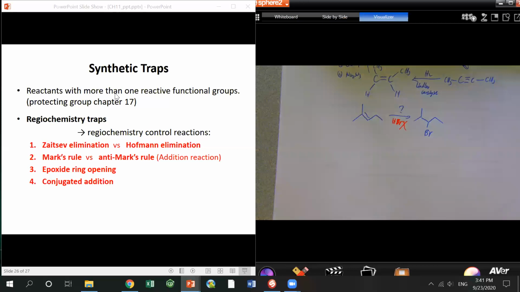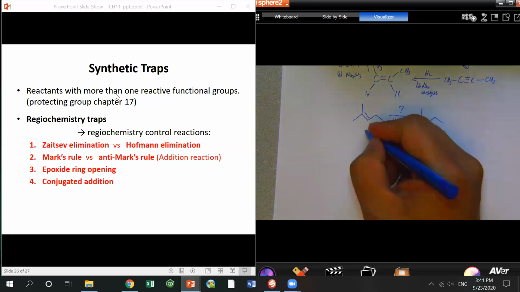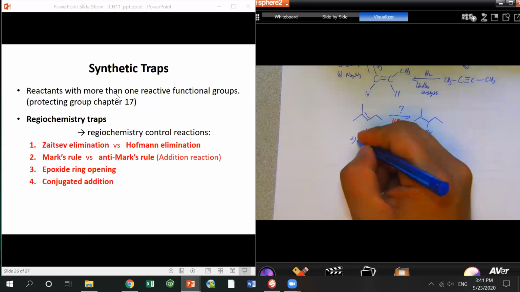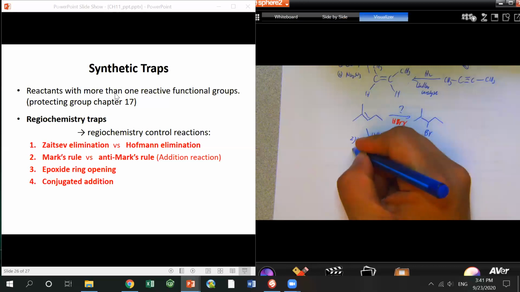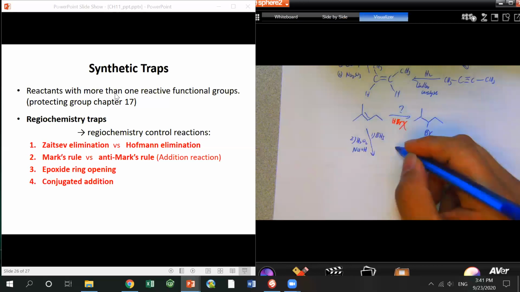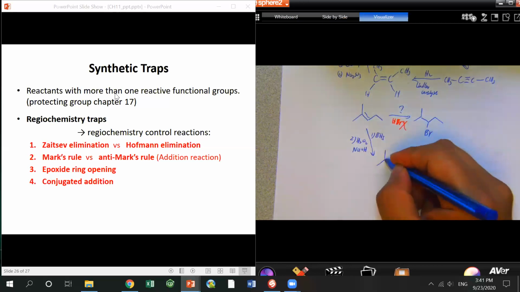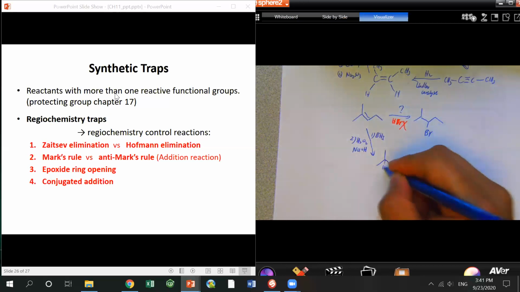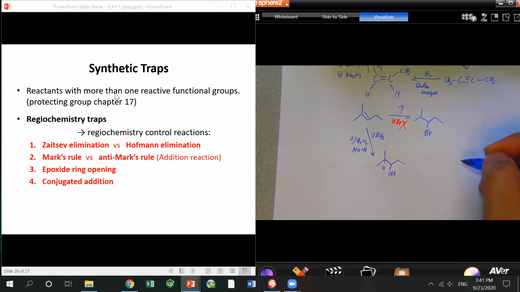So that means we have to do some anti-Markovnikov addition. The only anti-Markovnikov reaction we have learned so far is hydroboration-oxidation. That's what we learned before. So mechanism three: borane, then the second step, hydrogen peroxide with sodium hydroxide. Hydroboration-oxidation puts the nucleophile onto the less substituted carbon, and the hydrogen goes here. All right, so now we have only one step left.